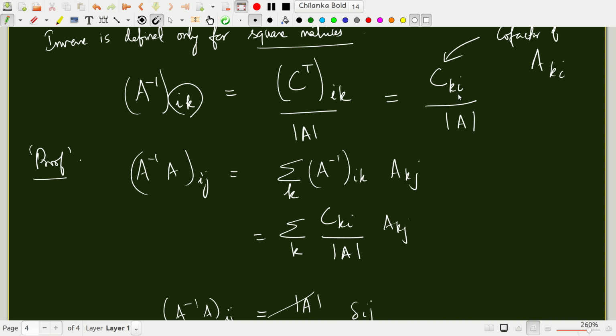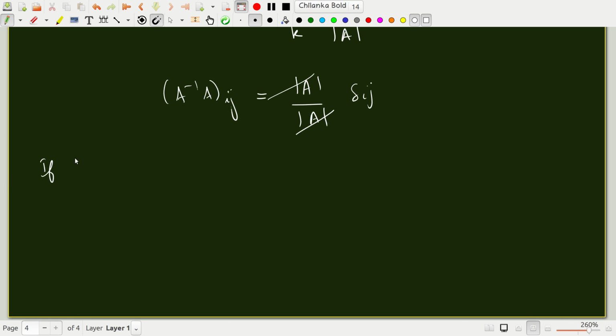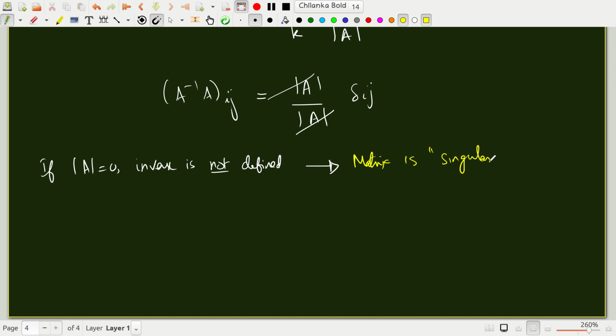This immediately tells you that if the determinant is 0, the inverse is not defined. We say that if the determinant of a matrix is 0, the matrix is termed singular. Again, please note the different context in which the word singular is coming in. In complex analysis, singularity and singular have a certain meaning. In linear algebra, a matrix is termed singular if its determinant is 0.